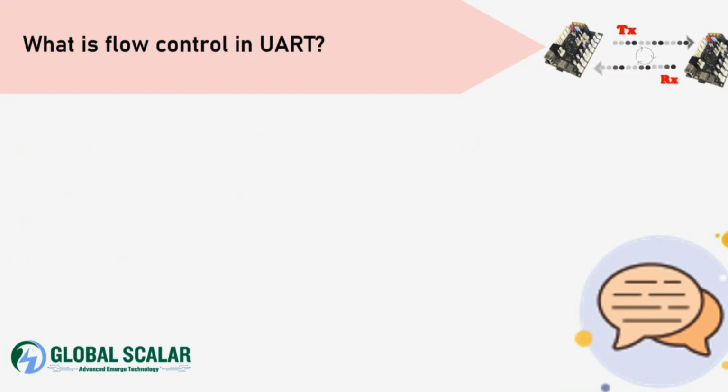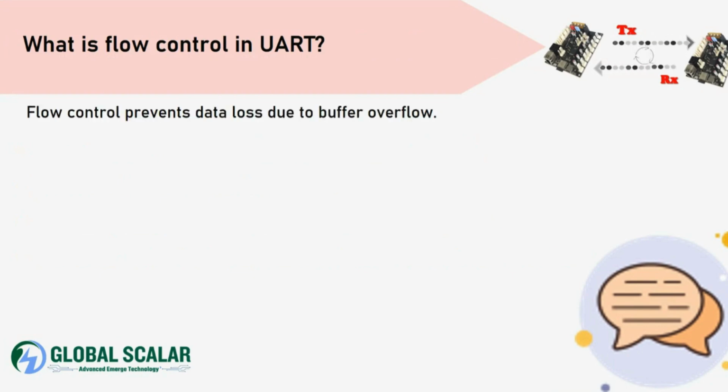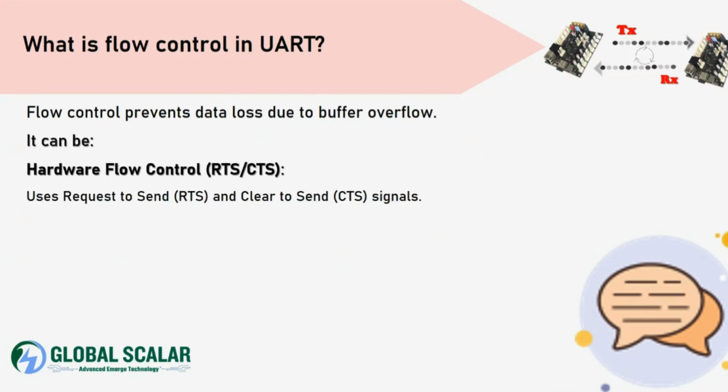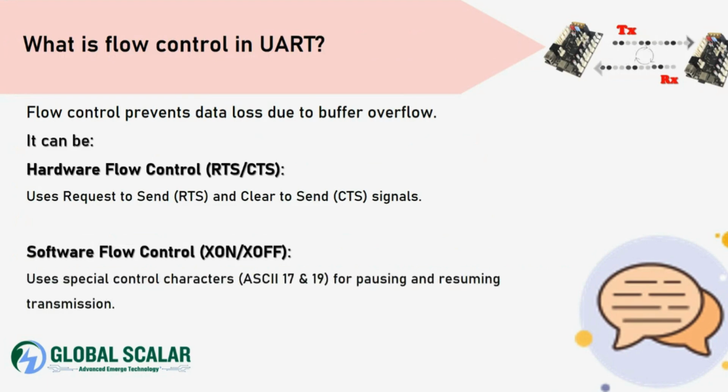What is flow control in UART? Flow control prevents data loss due to buffer overflow. It can be hardware flow control, RTS and CTS. RTS is request to send, CTS is clear to send. And software flow control, XON, XOFF. These are special control characters. They are used to pause or resume the transmission.